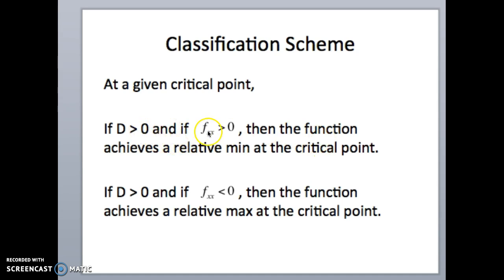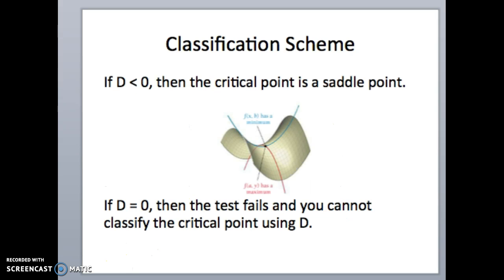If D is positive and fxx is positive, then we have a relative min at that value. If D is positive and fxx is negative, then we have a relative maximum at that critical point. If D is negative, regardless of fxx, we have a saddle point. And if D equals 0, the test fails, and we have to use a different strategy to determine whether it's a minimum or a maximum. And that will conclude this lecture on partial derivatives and min-max problems.